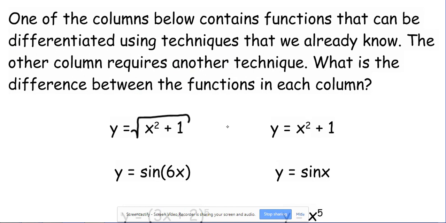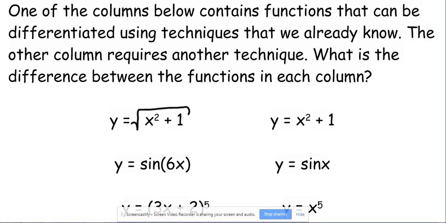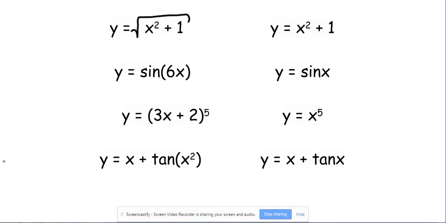Let's look at these two lists of functions. One of the columns has functions that can be differentiated using techniques that we already know. We can take the derivative of them already. The other column requires another technique. I want you to look at that. I'm going to scroll down here in a second. I want you to look at the two columns, and I want you to see what is the difference between the functions in this first column versus the second column. So first of all, just at first glance, which column can we already take the derivative of? I think it's pretty obvious that it's the second column that we can currently take the derivative of.